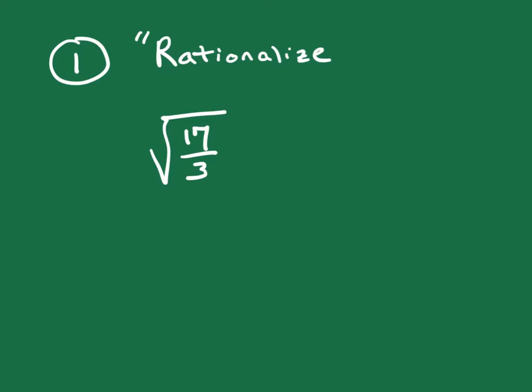Number 1 says to rationalize in the directions. And basically what that means is that we're going to get rid of any radicals in the denominator. But even though that's the instructions, there is something that you'll want to do before that if you can. So you'll want to simplify first.